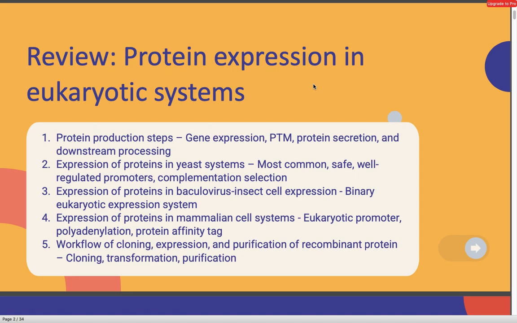So this one has a eukaryotic promoter, and then hopefully you can remember how that differs from the bacterial promoter, and polyadenylation, and protein affinity tag. So we also talked a little bit about how you can use the tag to be able to get your protein of interest, whether based on size or charge, among others. And then lastly, we ended with workflow of cloning, expression and purification of recombinant protein. So that includes the exact workflow starting from cloning all the way to purification.